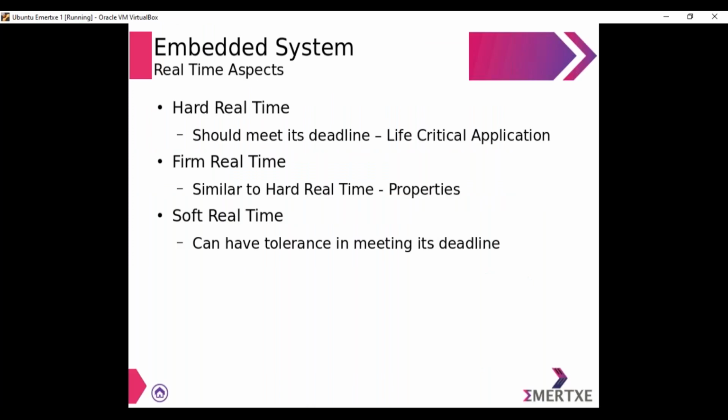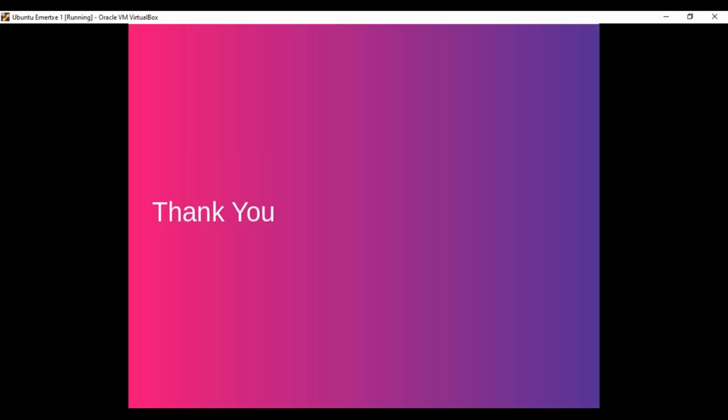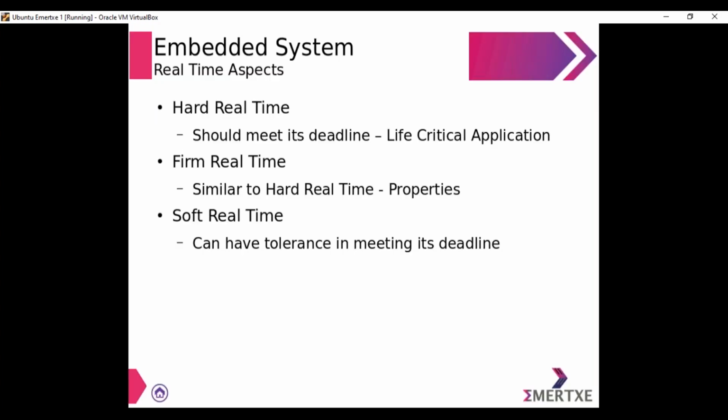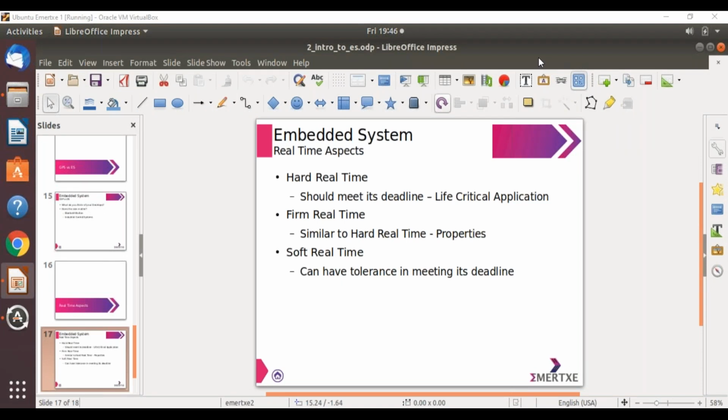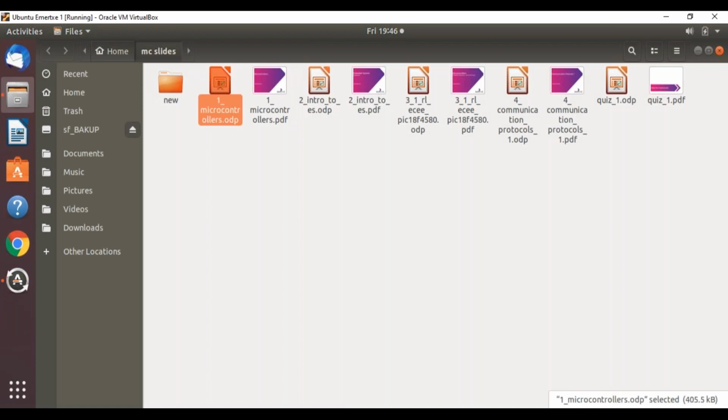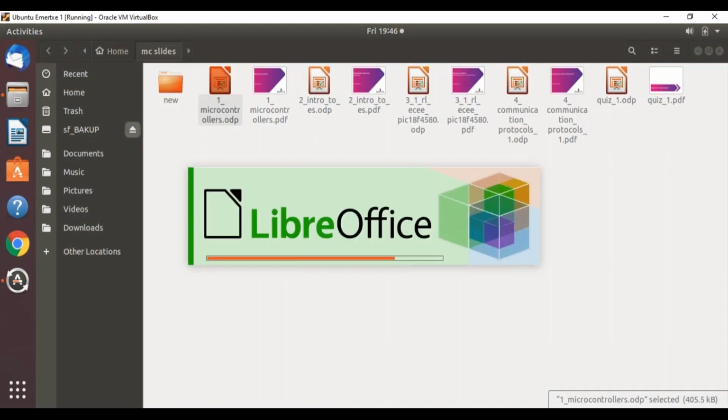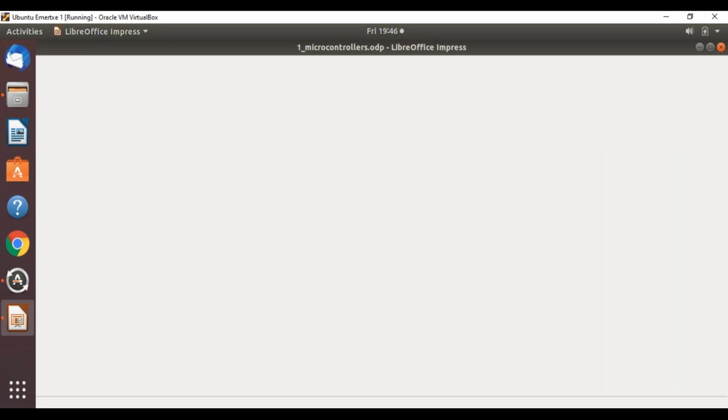So if you look at the slide here, hard real time should meet the deadline, life critical applications. Firm real time, similar to that of the hard real time, which involves only properties. Soft real time, so have the tolerance in meeting its deadline. And this is about the first chapter, which is introduction to the embedded systems. Any doubts till this? Okay, fine.